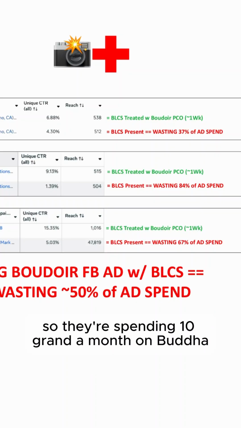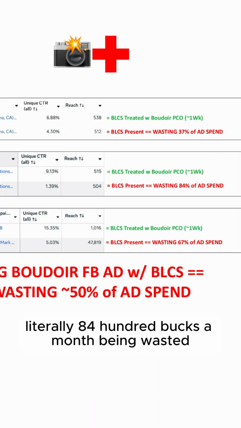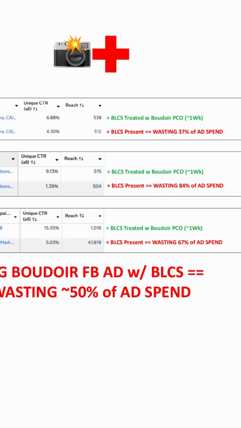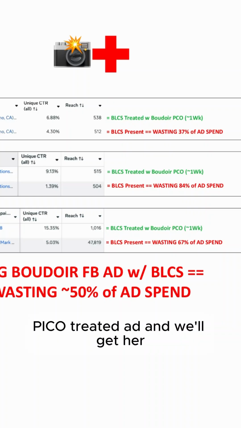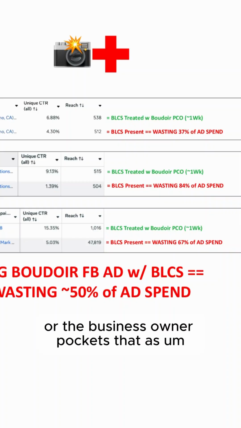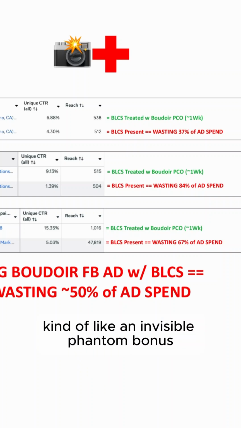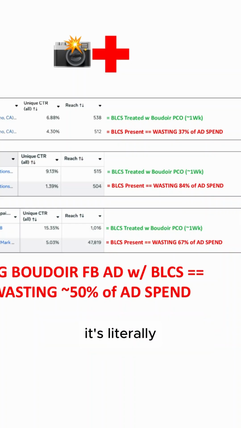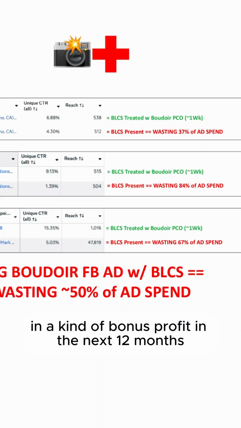So if they're spending 10 grand a month on Boudoir Facebook ads, literally $8,400 a month is being wasted, thrown out the window. So what we can do now with this Boudoir Pico treated ad is eliminate that wasted ad spend, only spend the difference, $1,600 a month on the Boudoir Pico treated ad, and we'll get our ad into the same number of women's brains as the original at 10 grand a month spent. So massive gains there, and the business owner pockets that $8,400 as kind of like an invisible phantom bonus, phantom profit, because it's not being wasted. It's literally something like 100 grand in bonus profit in the next 12 months.